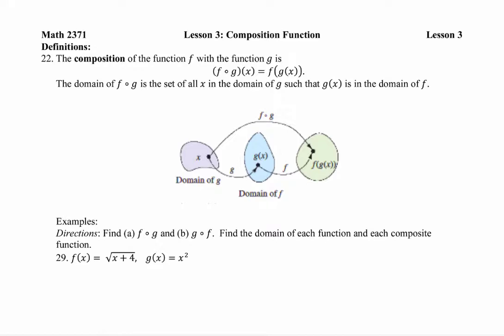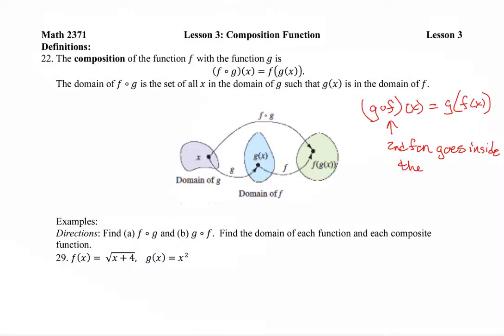And that is what composition of functions means. If you have f of g of x, you put g inside of f. If you have g of f of x, then that means you put f inside of g. So what it means is that the second function goes inside the first. Okay? That's what it means. So let's get to some examples.